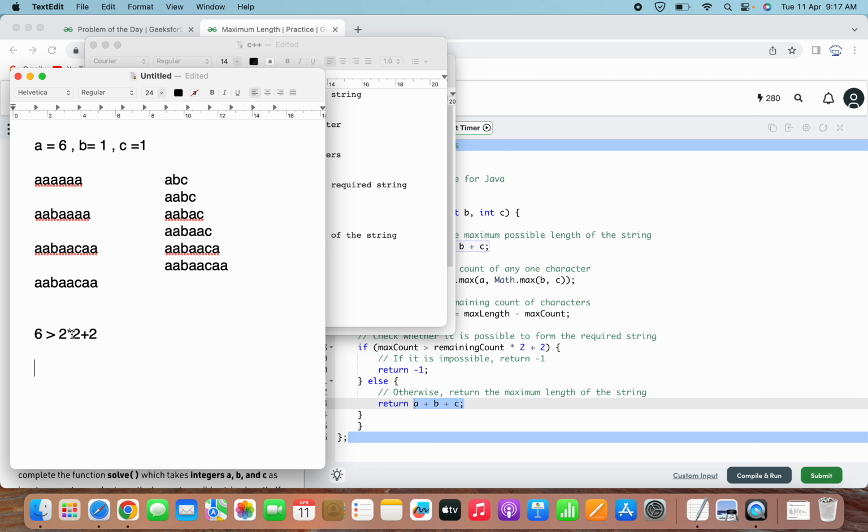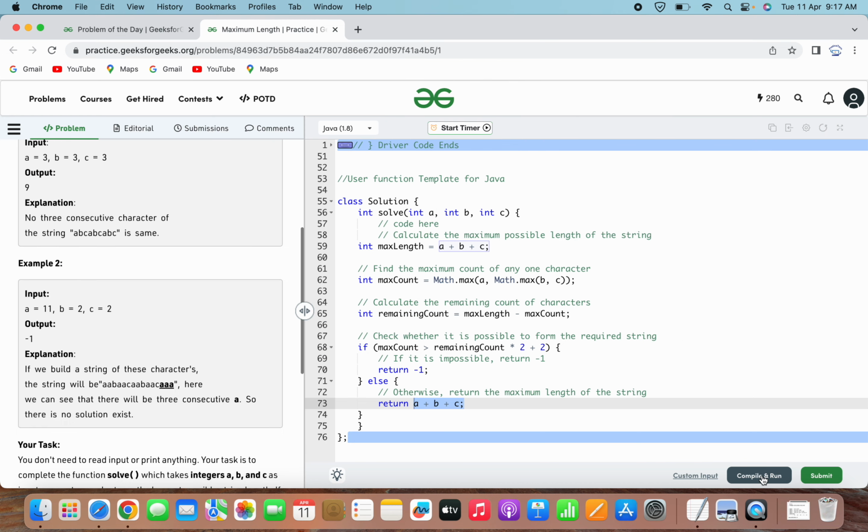And again, why are we multiplying it with 2? Because after each two occurrences of the same character, we can place one character. So one of these characters will be able to handle two consecutive other characters. Okay. So let's try compiling this code now.